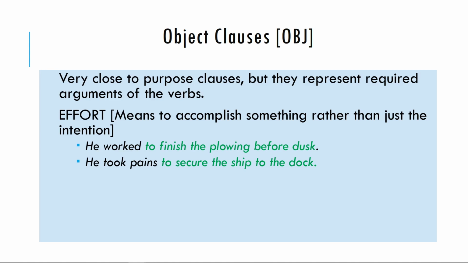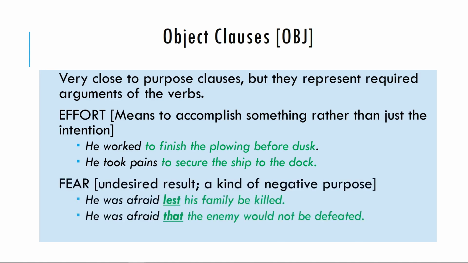This becomes so often used that it becomes a necessary argument. He worked isn't enough. We're trying to finish the argument. He took pains. He took pains for what? You need to finish the argument. And these are done with subordinate clauses sometimes, with certain verbs. Verbs of effort, also verbs of fearing. You are afraid lest his family be killed. He was afraid that the enemy would not be defeated. This is a kind of negative purpose, except it acts as the object. You fear, and then you have a subordinate clause.